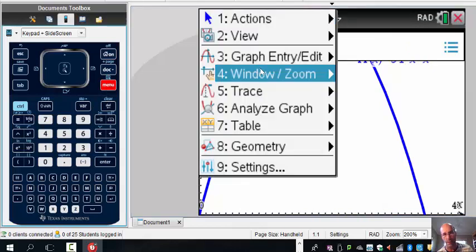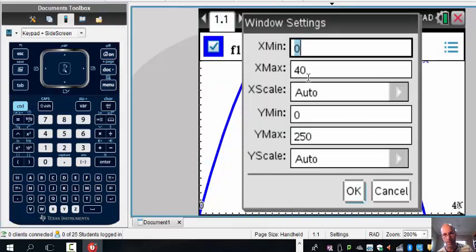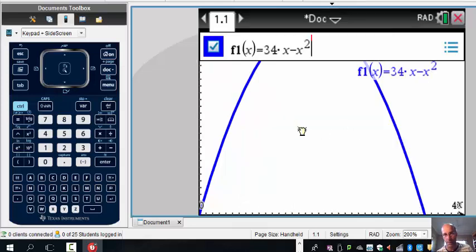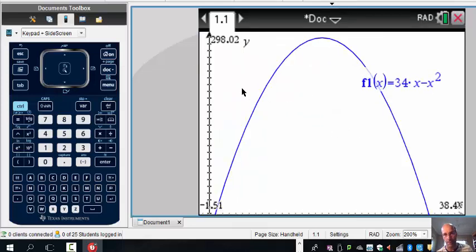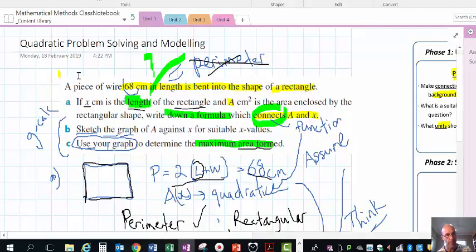And it still doesn't quite fit in, so you just might need to use a bit of trial and error. And alright, so there we go. We've got our graph, and so what have we got to find? Go back to the question. So we've done part A.